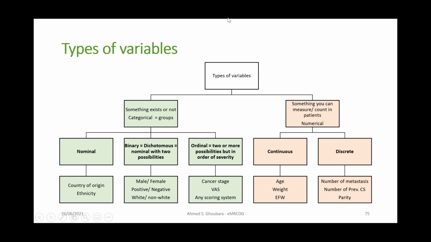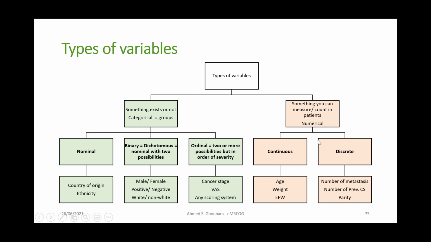So let's continue. Types of variables. We have something you can measure or count on the patient. Those are the numerical variables, numbers. We have two types of numerical variable, continuous and discrete. What do you mean by this? Age is a continuous variable, weight is a continuous variable, expected fetal body weight is also a continuous variable. Why is it called continuous?